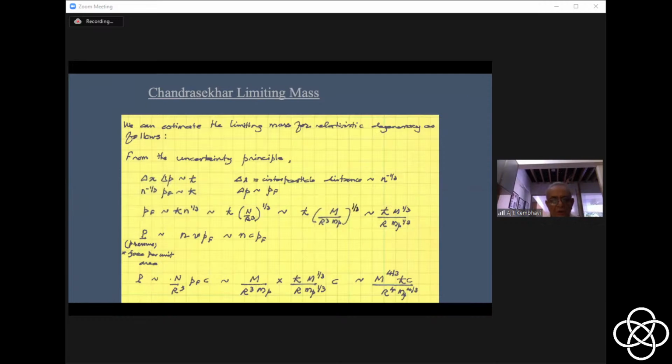But now, what is the expression for pressure? The pressure is the amount of momentum which is conveyed per unit area per unit time. And from your elementary physics, you know that we can write the pressure roughly as the particle number density times the average velocity of the particles times pf. So what is our average velocity? Because we are considering a highly relativistic gas, we can take v approximately equal to c. So the pressure is equal to n c pf.